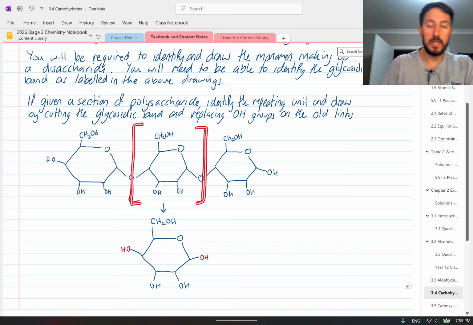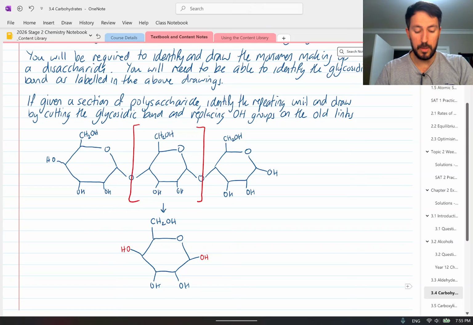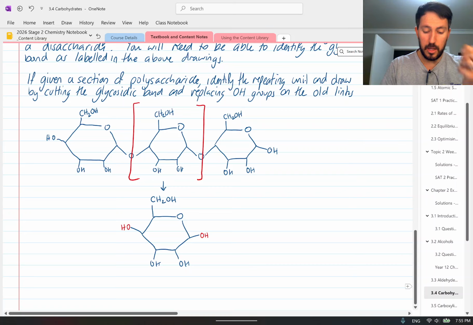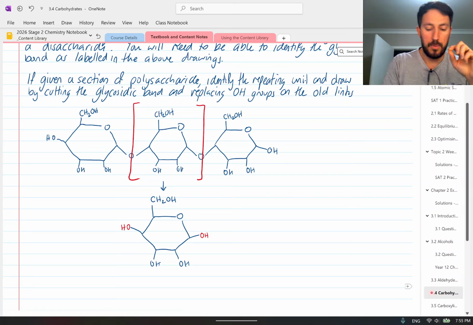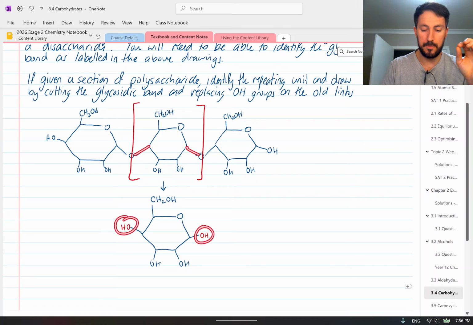This one section here, this one piece, this monomer is the repeating unit, and you're going to have to draw it. Now, the way I've drawn it here is I've just chopped off at the glycosidic bond on both sides. Whether I chopped off here and here, either way is fine, but you're going to end up with hydroxyl groups on the ends of these carbons for both of them. So that's what I've drawn just here and here.